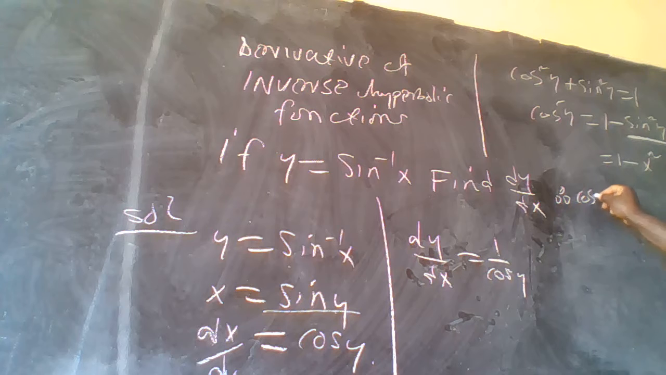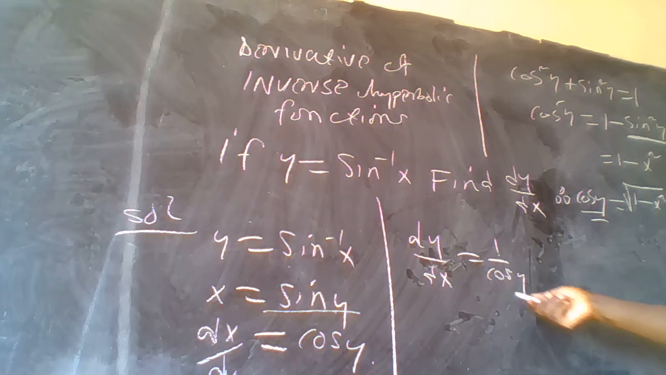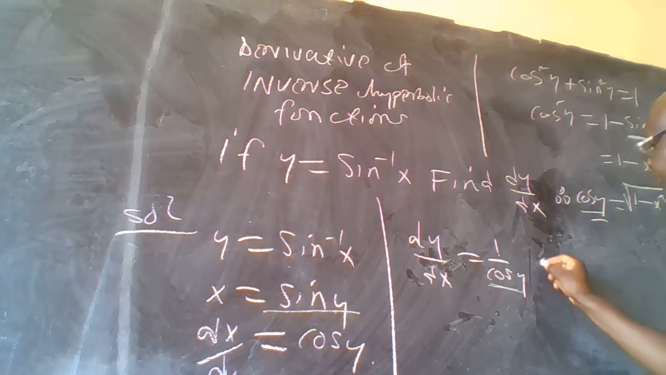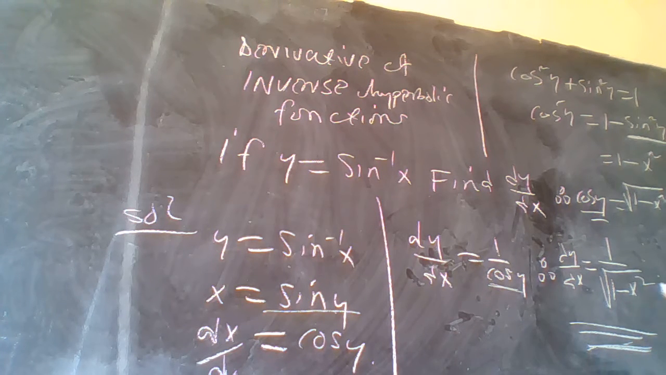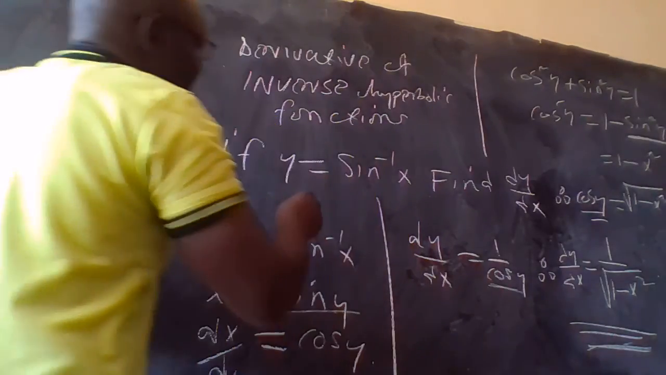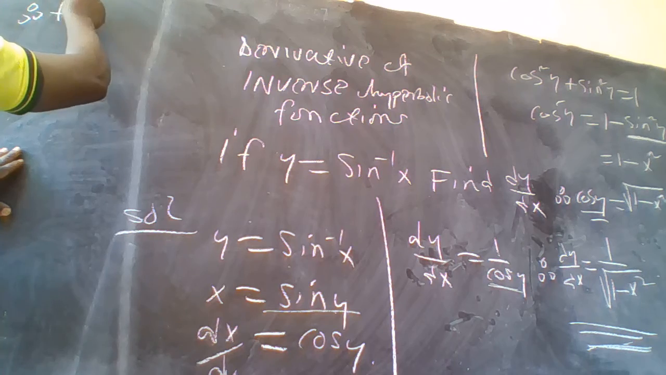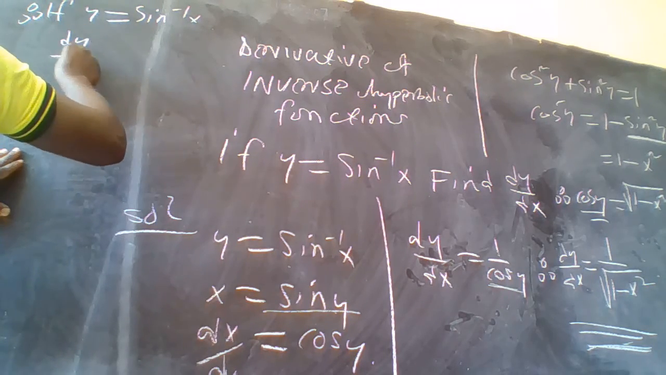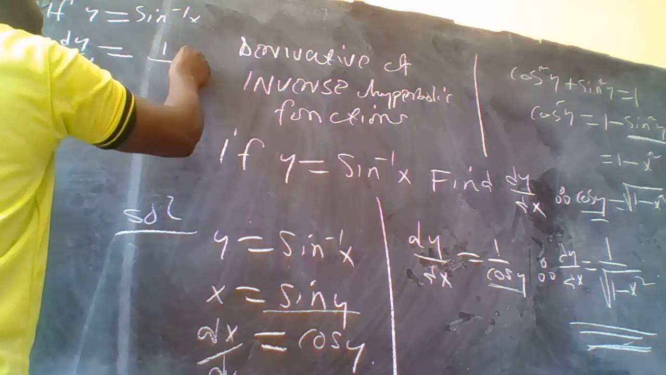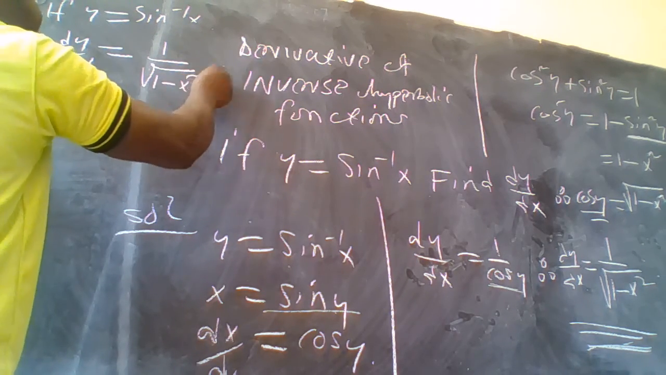Therefore, for cosh y, we get the square root on both sides. Therefore, cosh y equals the root of 1 plus x squared. Therefore, we can replace cosh y in this statement, and dy/dx equals 1 over the root of 1 plus x squared. That is it. So what we are saying is, if y equals the sinh inverse of x, then dy/dx equals 1 over the root of 1 plus x squared. Thank you.